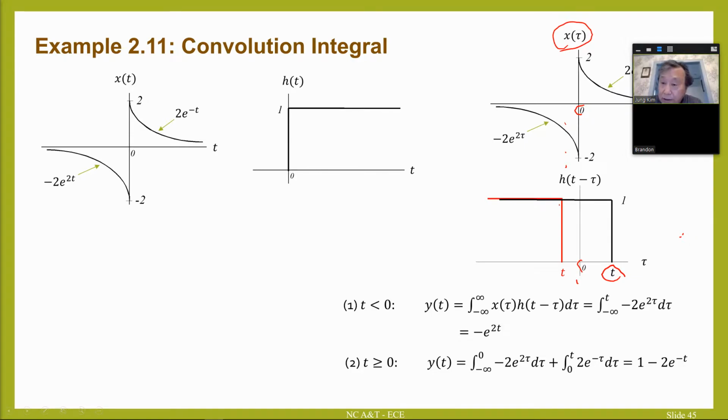This is completely overlapped, and this function is partially overlapped, from 0 to t. So that part is the integration. And h of t minus tau just multiplies by 1 over the range from 0 to negative infinity, right? Yes, for one, this is the amplitude, and we assume it is 1. If this were a different function, then you would need to multiply this and that. In this case it's just 1. Okay, all right.